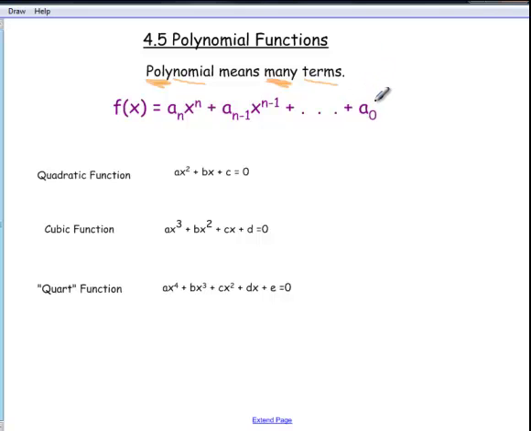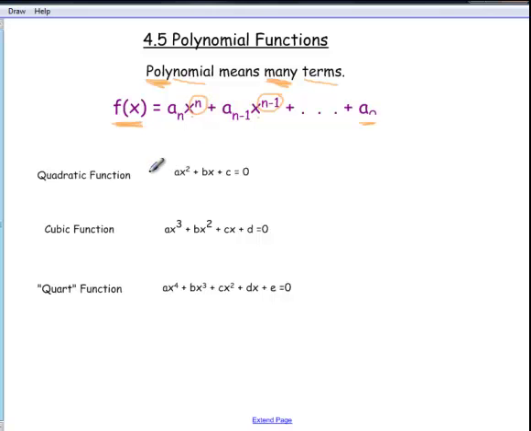Now, this purple line right here looks really confusing. And you're just like, what? But this is simply saying that a polynomial is in this form. It's some function where we have a whole bunch of terms, and the terms go down in order. In other words, if the highest exponent is n, then the next exponent is 1 less, and we keep going down and down and down and down until we have no variables left.